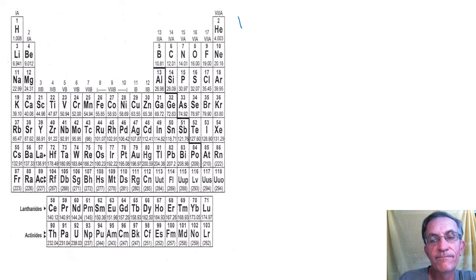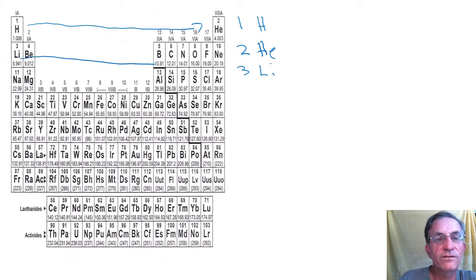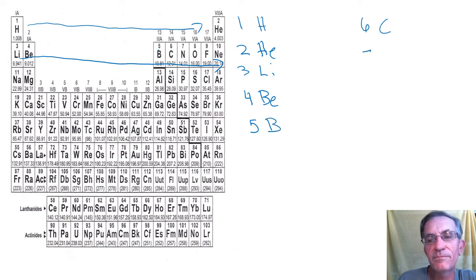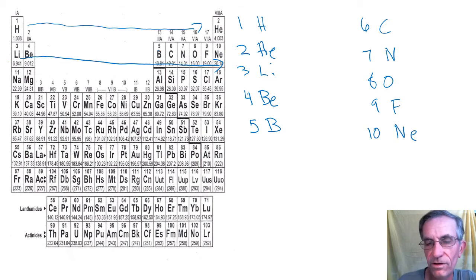So number 1 is H. Number 2, I'm just going across the periodic table here, number 2 is He. Number 3 is Li. We're going to do the first 10, which means we're doing the first 2 rows. Number 4 is Be. Number 5, right there, B. Number 6 is C. Number 7 is N. Number 8 is O. Number 9 is F. And number 10 is Ne. What do all those letters stand for?